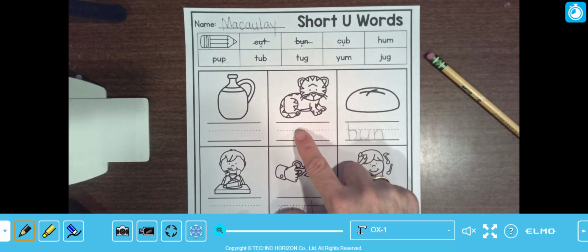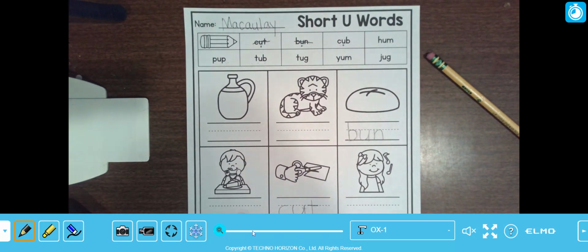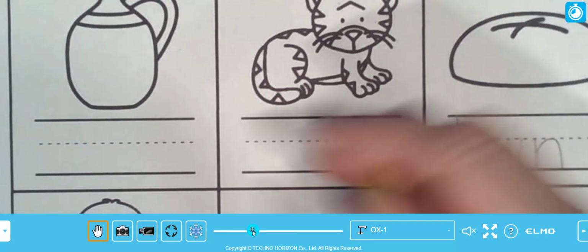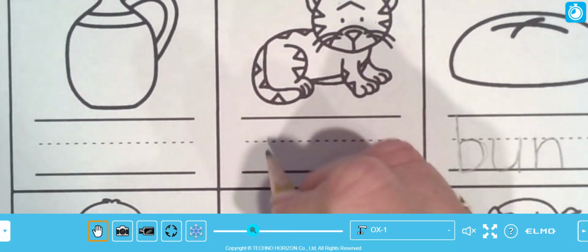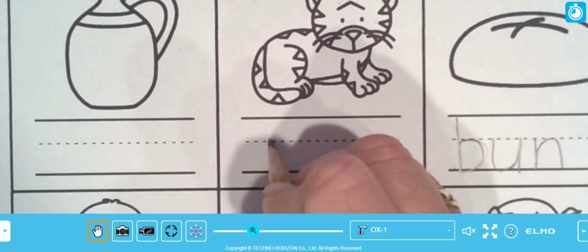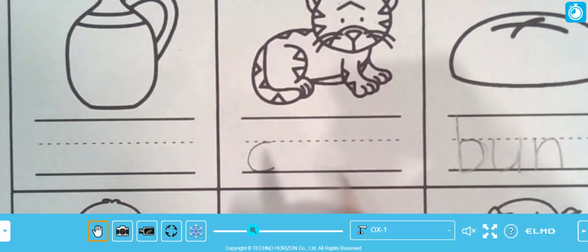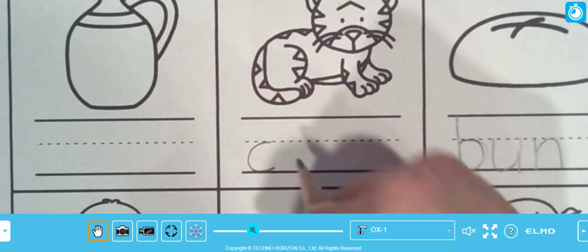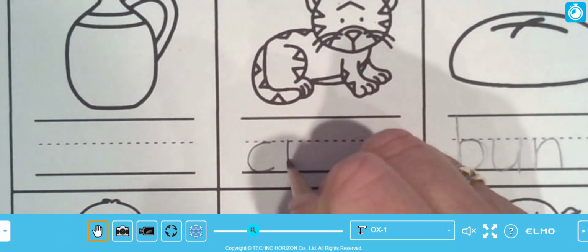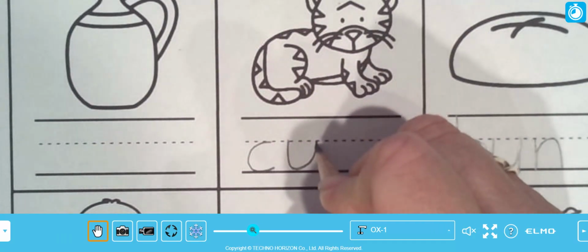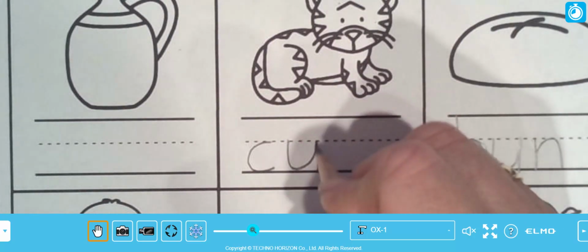So we're going to write cub here. Let me make this bigger so you can see it. All right. C is a small letter. So we're going to start down here at the dotted line and we're going to go around and stop. There's the C. Now the U is a cup and a stick. So cup, then stick. Cup, then stick.